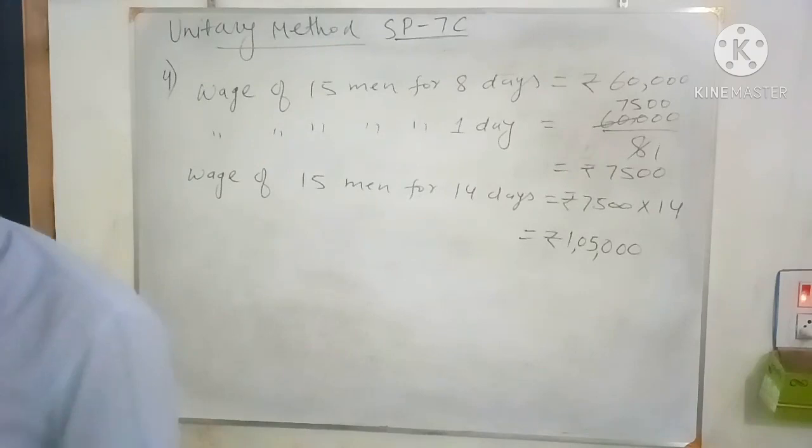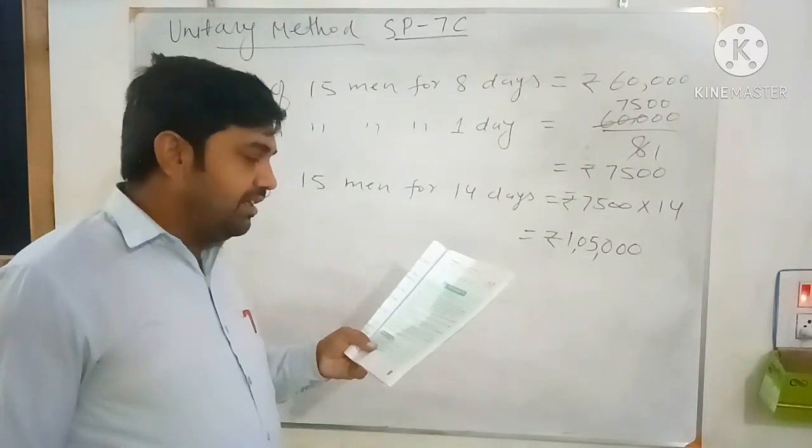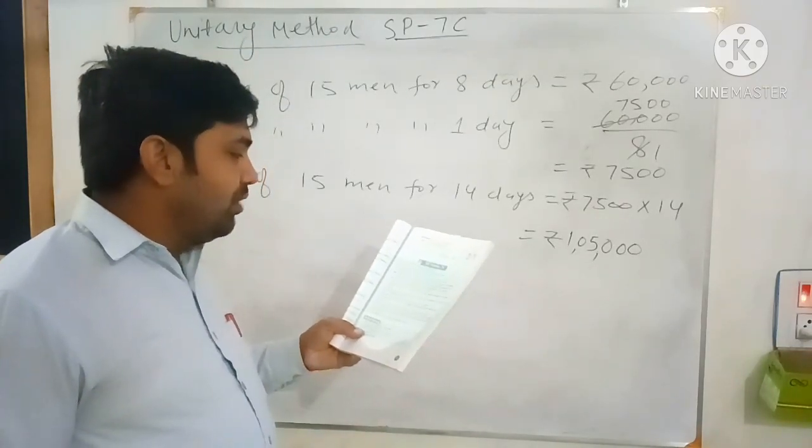Okay, so similarly you can calculate for question number 5. A car goes for 45 meters in 3 seconds. How far does it go in 5 seconds? How long does it take in going 120 meters?